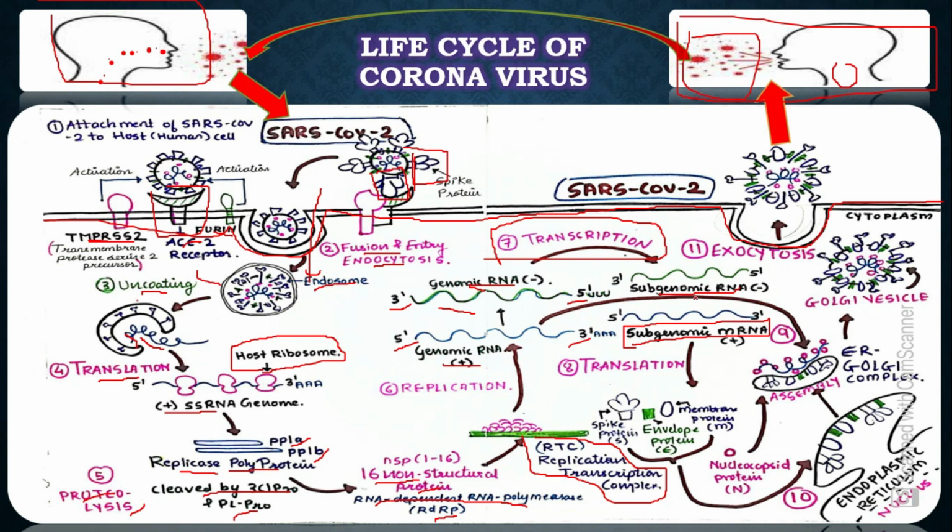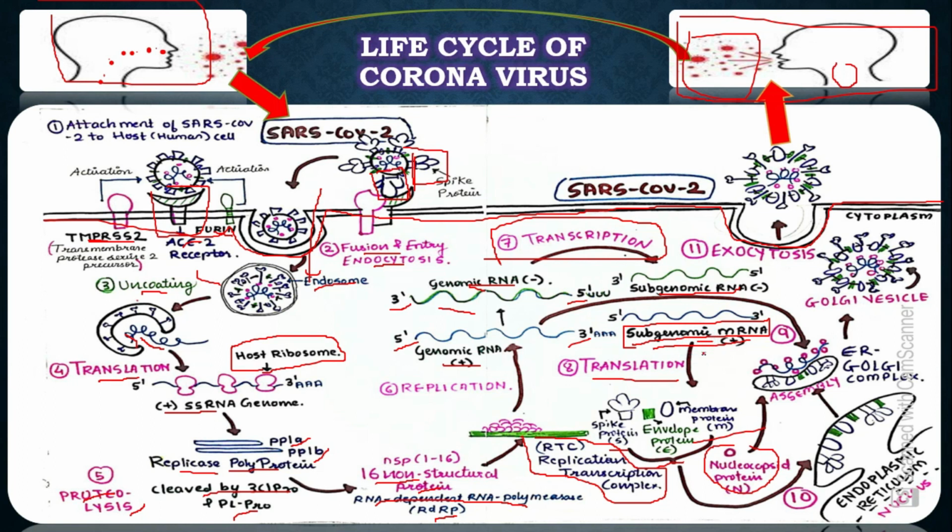Now this subgenomic RNA negative will then form subgenomic mRNA positive, and this subgenomic mRNA is required for production or synthesis of 4 proteins which are important in the structure of coronavirus. As I explained, the 4 proteins are spike protein, envelope protein, membrane protein, and nucleocapsid protein. So how does the synthesis take place? It takes place with the help of subgenomic mRNA through the process called translation, which is synthesis of protein with the help of mRNA.